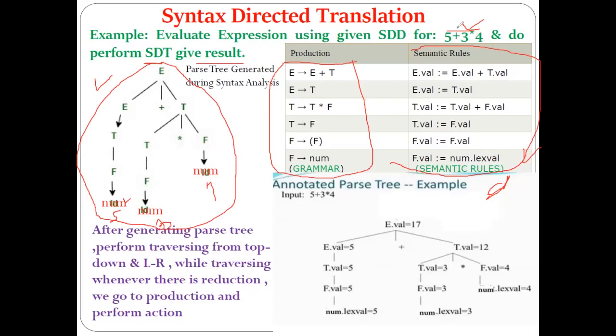Okay, now for this expression, using this grammar, if this tree can be generated, then we can say the syntax of this expression is correct. Understood. But now my next question is what? Now we have to evaluate this expression, meaning we have to find out what is the result of this expression.